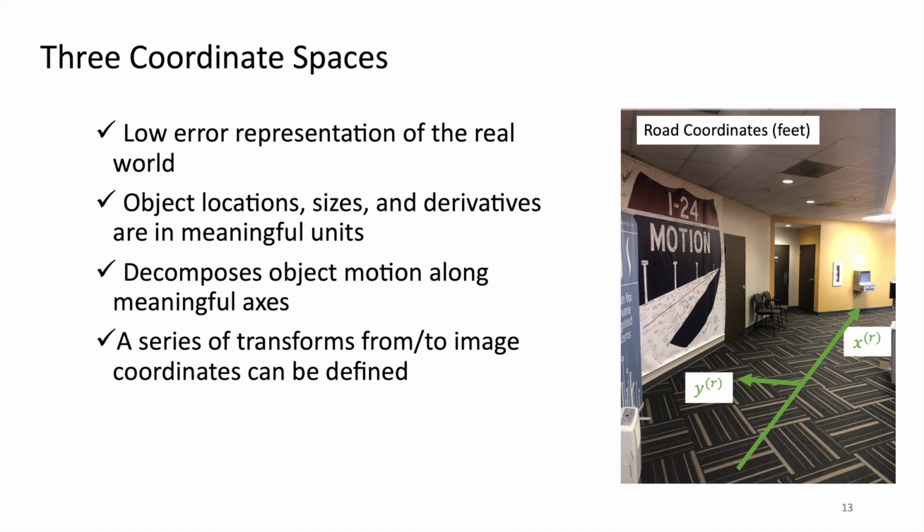It's low error, it has meaningful units, the object motion is decomposed along meaningful axes, and we can define a series of transforms to and from image coordinates where we receive our detections.